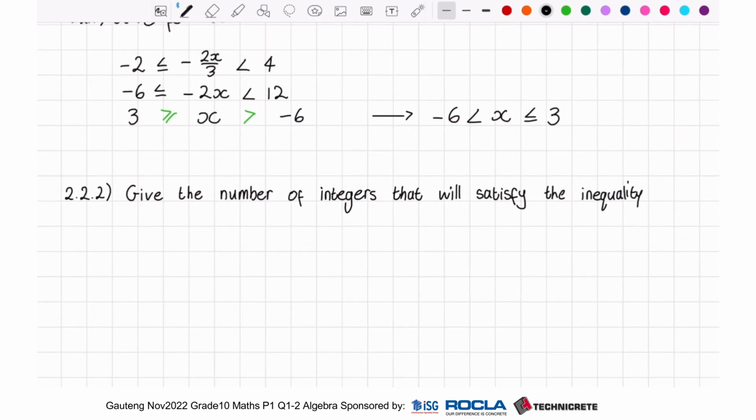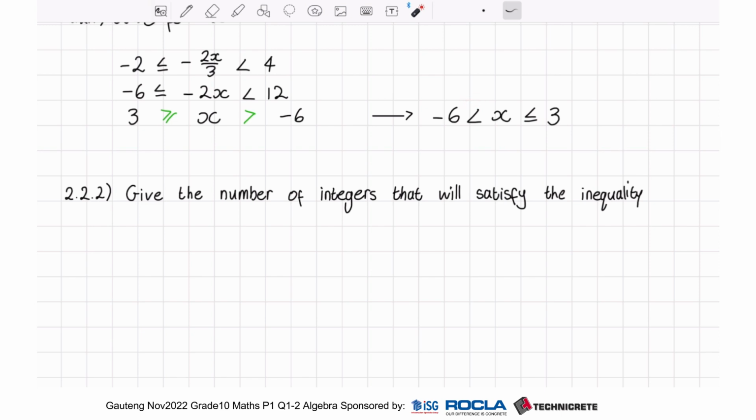Okay, and then the next part asks me to give the number of integers that will satisfy the inequality. So the integers that are going to satisfy the inequalities are the ones that lie in this interval, this negative 6, not including negative 6, and up to 3. But now I am including 3 because I've got an equal to here and I don't have an equal to here. So I'm going to start with the integers above negative 6.